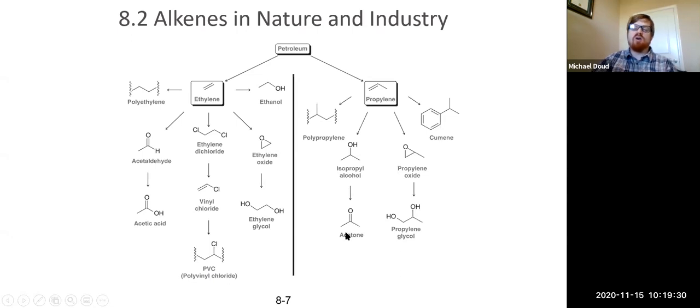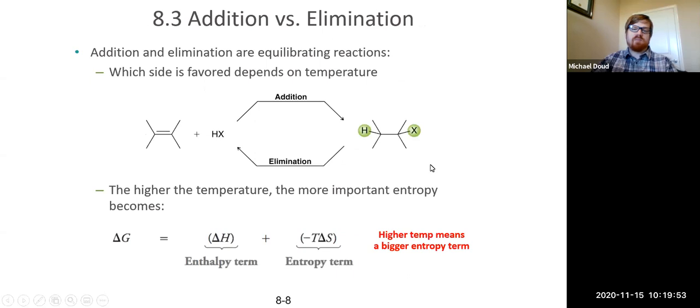If you need extremely pure acetone, then you're going to make it from polypropylene, and it becomes one of the most important solvents that we have. Propylene glycol as well can be used as an antifreeze chemical, and then cumene. I have forgotten what cumene does, but you can look it up. It is something that's important, and I'm sure we'll come back to it later. Okay.